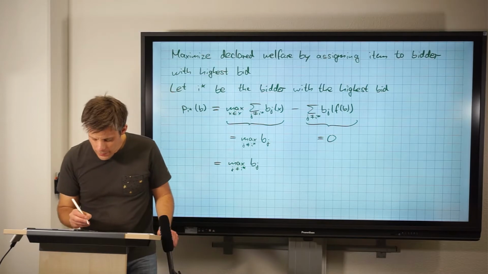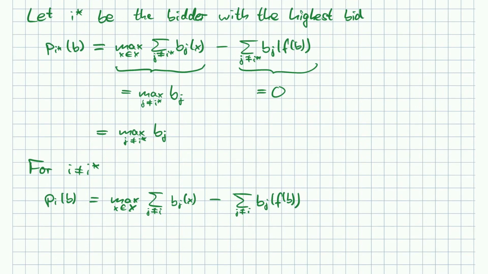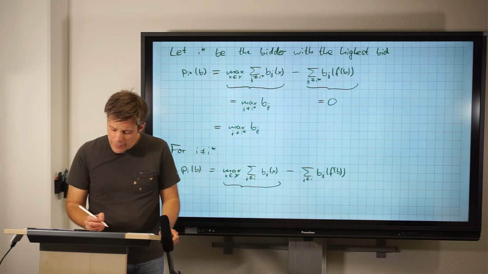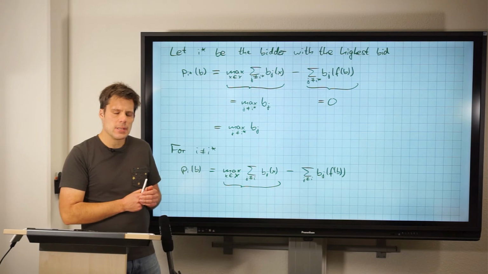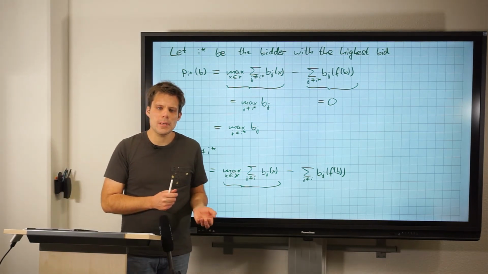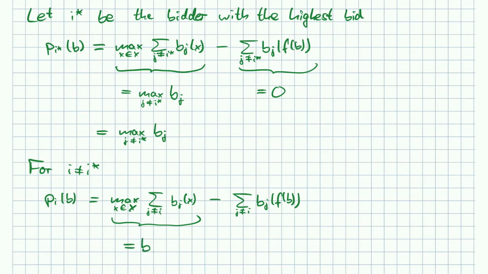What do the other bidders have to pay? If we're now taking some i which is not equal to i star, what do they now have to pay? How do I maximize the declared welfare if everybody except for bidder i is counted, and i is not the bidder with the highest bid? Well, I would still give the item to the bidder who's bidding most, because he's not i. So I could still give the item to i star.